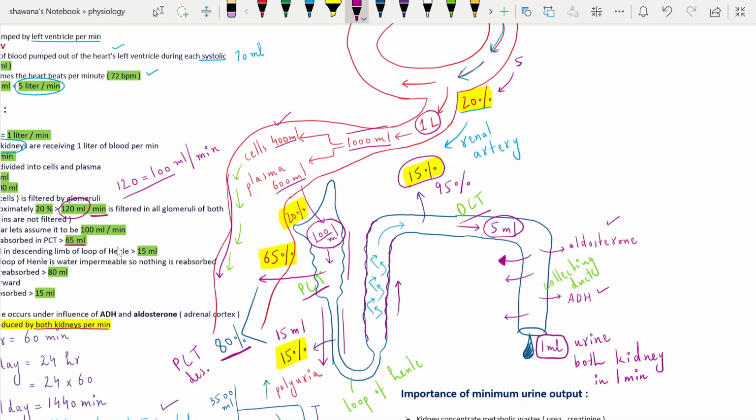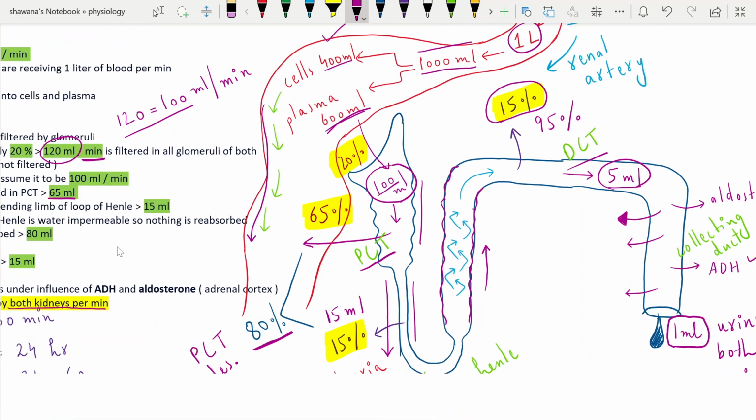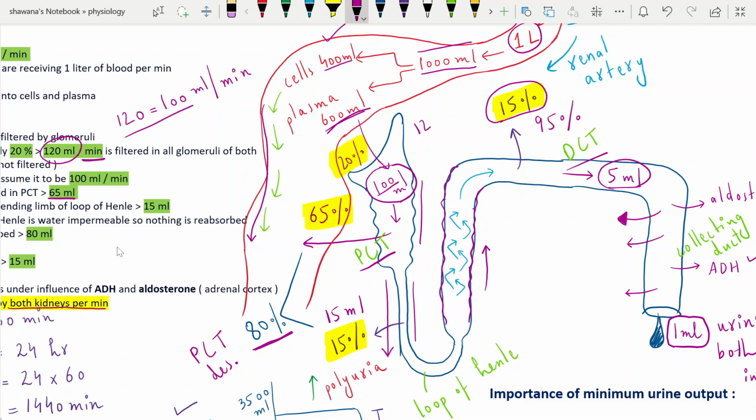5 liter was produced by the heart, the blood. 20% goes to the renal artery. 1 liter can be written as 1000 ml. From 1400 ml are cells. They have no function in the urine formation. 600 ml is plasma. 600 ml also contain proteins like albumins, globulins. They are not being filtered. Only 20% of plasma is being filtered. 20% becomes 120 ml. But for practical purposes, we can write it as 100 ml.